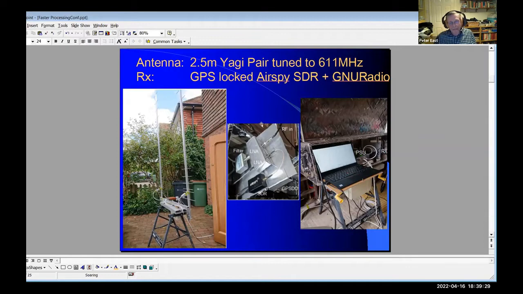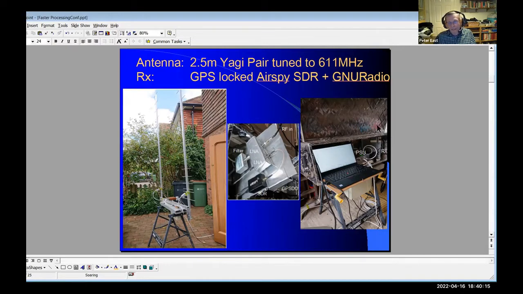And this is the receiver. So the RF comes in here. It goes through another low noise amplifier, a filter, and then back through another low noise amplifier, and then into an AirSpy SDR. There's a GPS disciplined oscillator that locks the AirSpy. It's quite important when you have a weak signal that you know that the clock frequency is very accurate, and the GPS DO locks the clock frequency to 10 megahertz.